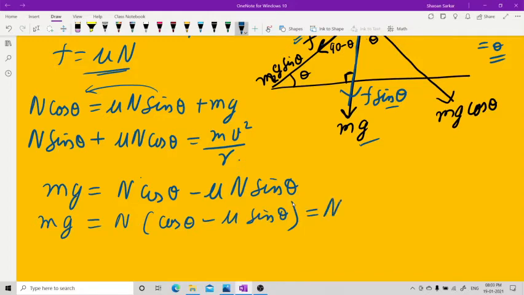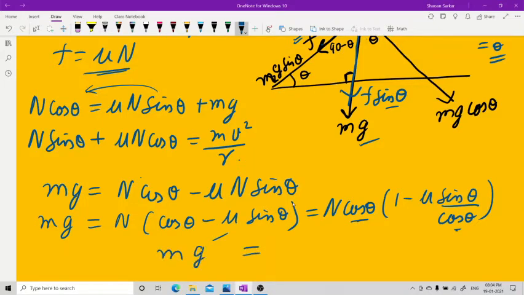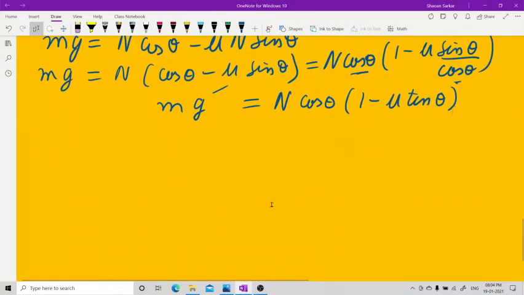See, n cos theta. So this will be 1 minus mu sine theta upon cos theta. Now if you multiply this cos theta inside here, you will get back this expression. So you can check it yourself. Now this becomes a very, very important equation: mg equals n cos theta (1 minus mu tan theta). This is the angle of banking, tan theta. Do not confuse it with the angle of repose and all that stuff.